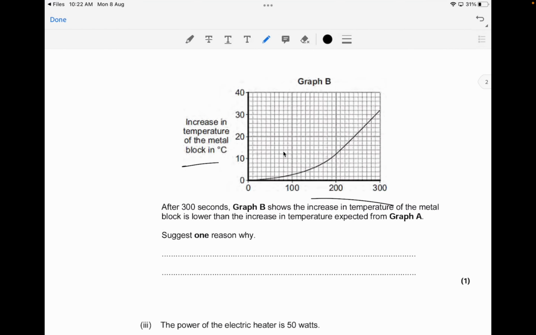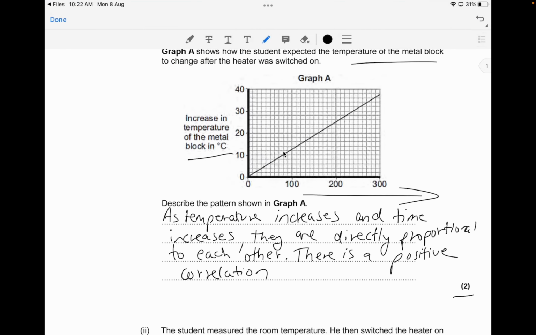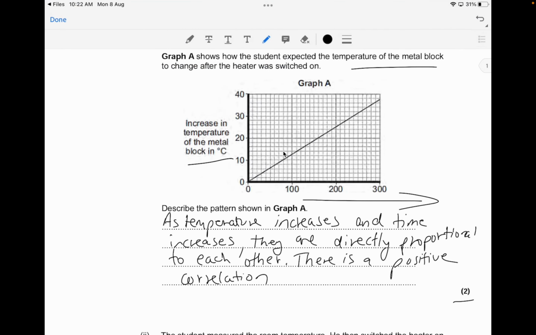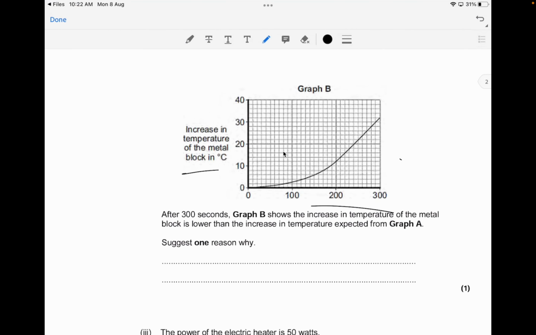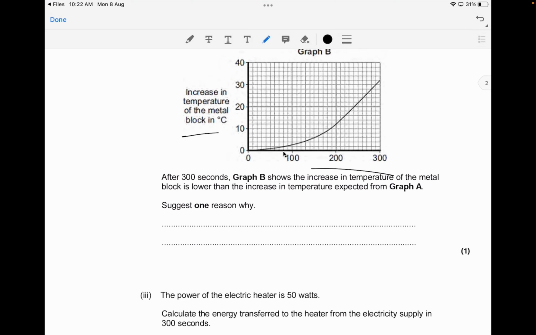After 300 seconds, graph B shows an increase in temperature of the metal block which is lower than the increase expected from graph A. As you can see, graph A is more of a straight line, but this graph is turning into a curve. We can mention one reason why. There could be many reasons.